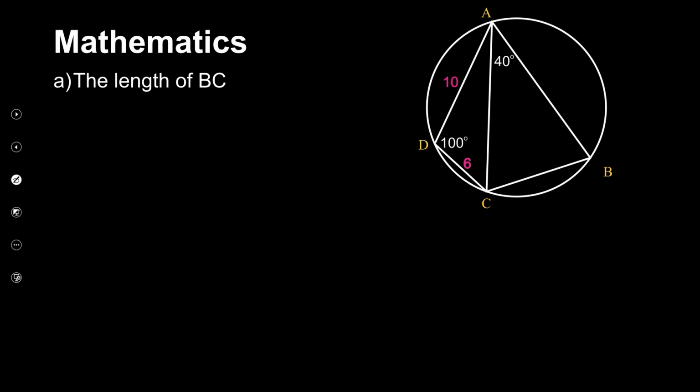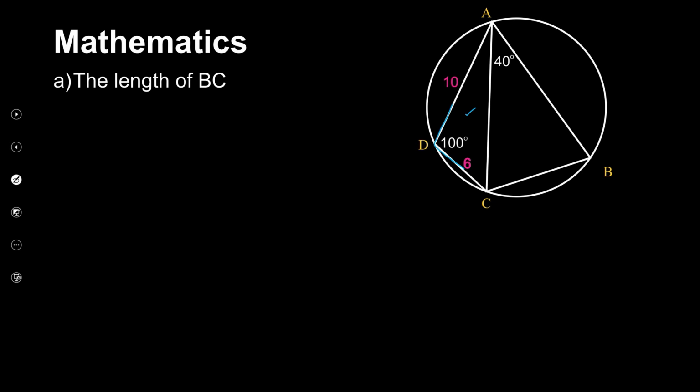Okay, so we need to find the length of BC. Now, again, we're going to examine our triangles. Remember, if it's a non-right angle triangle, we need 3 bits of information to solve it. So if we look at triangle ADC, we've got 3 bits of information. We've got 2 sides and an included angle. So we kind of have a V pattern here. And remember, if we have a V pattern, side, angle, side, we probably can use the Cosine rule.